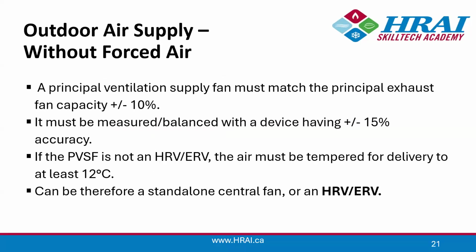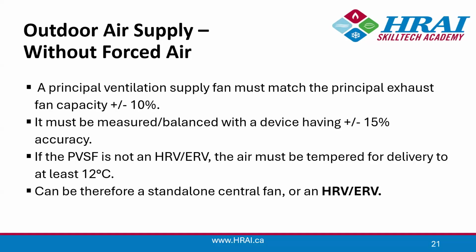If we're doing outdoor air supply without forced air, then the principal ventilation supply fan must match the principal exhaust fan capacity plus or minus 10%, and it must be measured and balanced with a device having a plus or minus 15% accuracy. So most of the digital manometers do have that type of accuracy. And if the principal ventilation supply fan is not an HRV or ERV, then the air must be tempered for delivery to at least 12 Celsius. It could be therefore a standalone central fan, or again, we're back to the HRV, ERV possibility.